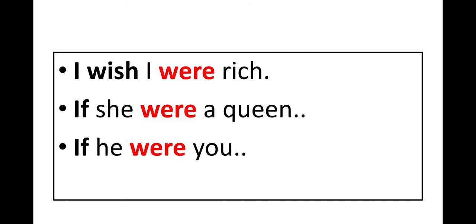Like that you can imagine about any sentence, but remember to use were, whether it's a first person pronoun like I or a third person singular pronoun like she and he. Otherwise with you, we, they, we already use were. So there is no problem. But to avoid grammatical errors, you have to remember that you use were with I, she and he whenever you are expressing any wish or any hypothetical situation. So this was all about the subjunctive.